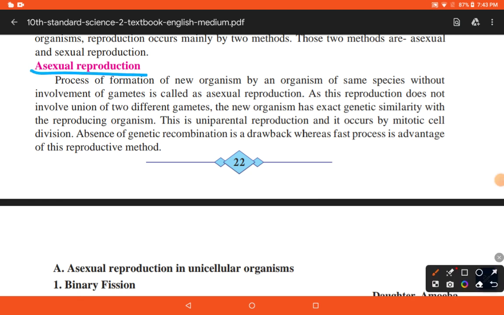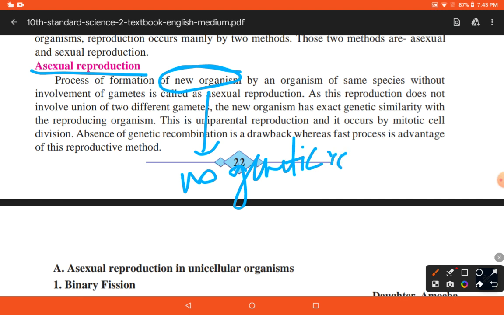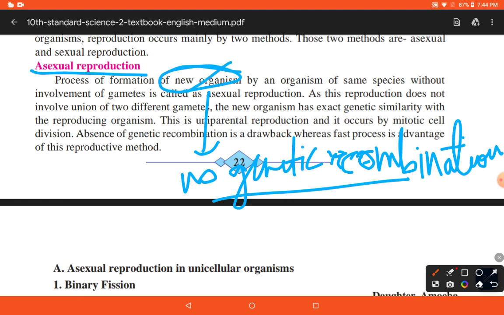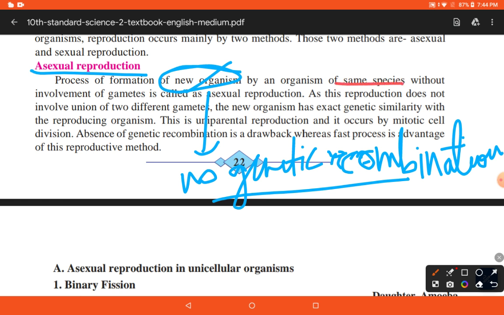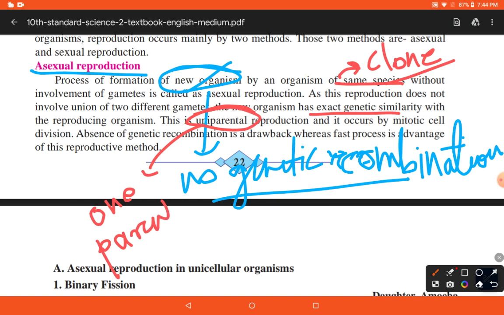What is asexual reproduction? It is the process in which a new organism is formed, but there is no genetic recombination. Remember that in asexual reproduction there is no genetic recombination, and no involvement of gametes. Also, the same species is formed, a kind of copy we give a specific name: clone. Since no gametes are involved, exact genetic similarity will be there. And it's a uniparental reproduction, which means only one parent is involved.